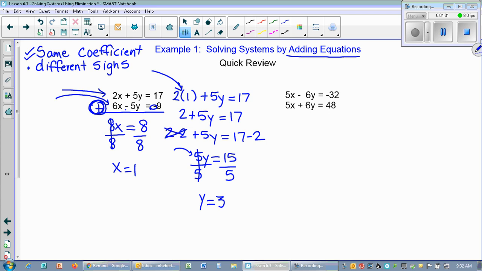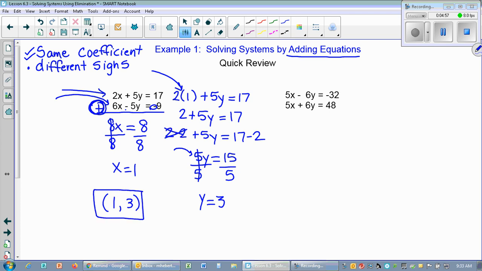We'll now write our answer as an ordered pair, which we put the x value first in every ordered pair, y value second. If by chance you don't have x and y's, you have other letters in the alphabet that you're solving for, always put them alphabetically, because even in an ordered pair, x comes before y in the alphabet. So 1 and 3. This would be your final answer.